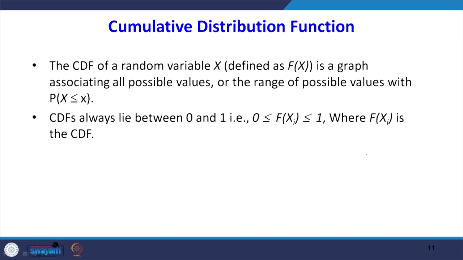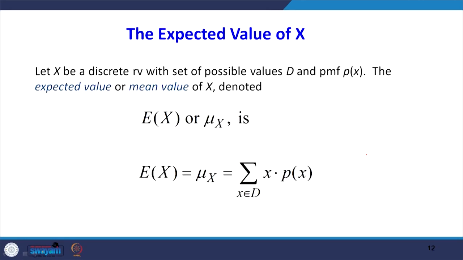Next, we will see the term cumulative distribution function. The cumulative distribution function of a random variable x, defined as capital F of x, is a graph associating all possible values in the range with P of X less than or equal to small x. The cumulative probability distribution function is just adding the probabilities. The CDF always lies between 0 and 1, that is 0 less than or equal to capital F of x less than or equal to 1, where capital F of x is the CDF, cumulative distribution function.